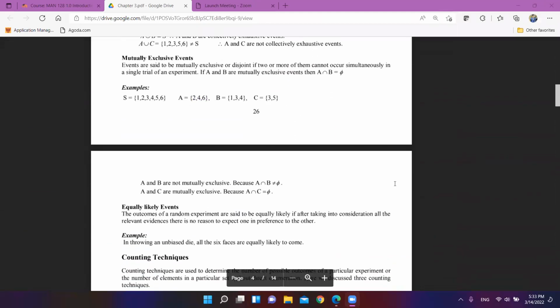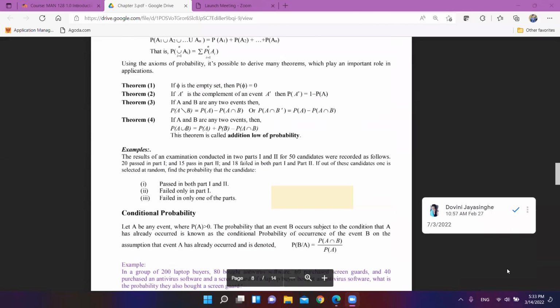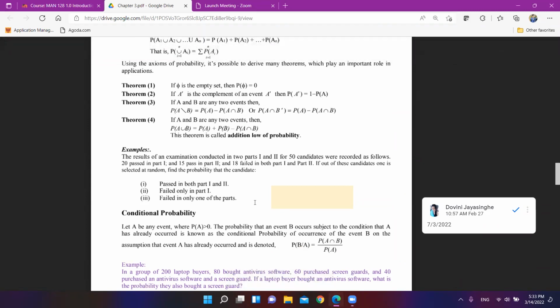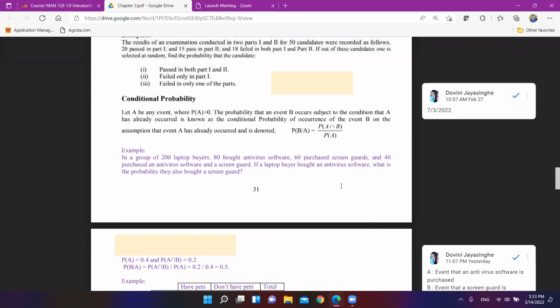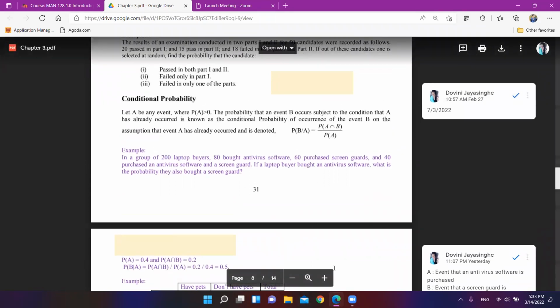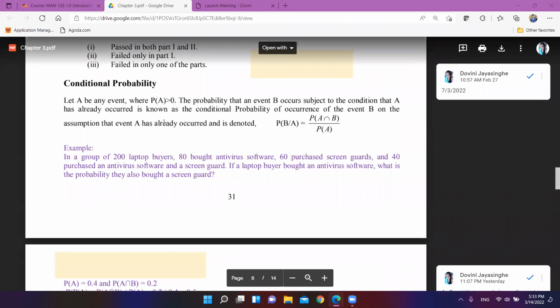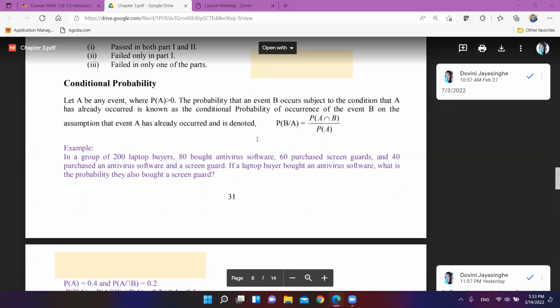This was our last week's material, and we are going to continue from this point. We are learning conditional probability today, just to start. So let me increase the size. Conditional probability. It starts off with a definition. You have to know the definition.